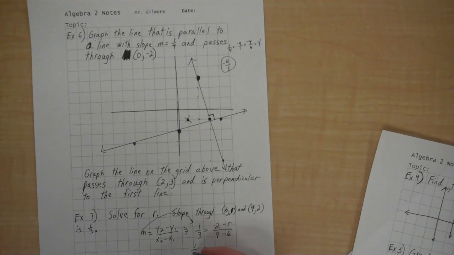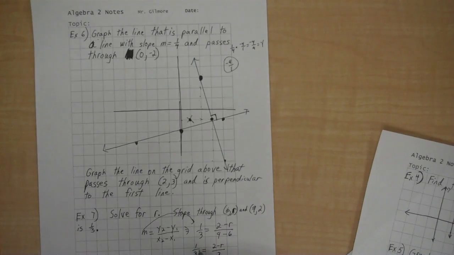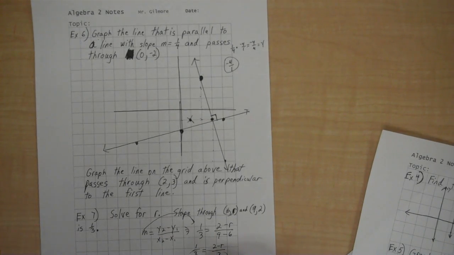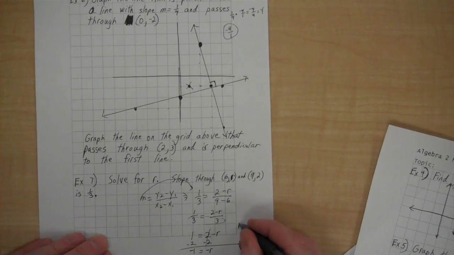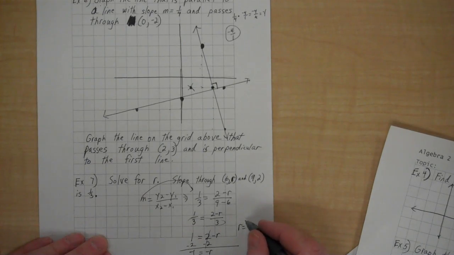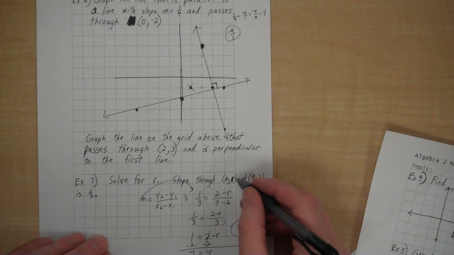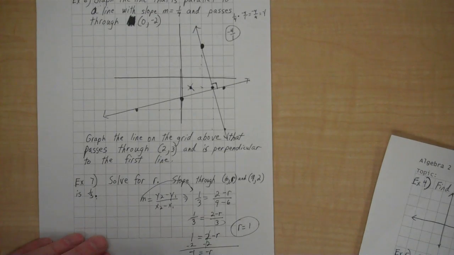So, let's simplify what I can. 1 over 3 equals 2 minus r over 3. Ooh, nice. I've got 3's on the bottom. Those are the same. I could multiply everything by 3, and if I do, I got 1 equals 2 minus r. I'm going to subtract 2 from both sides. I got negative 1 here. Those cancel. Negative r. So I'm saying r is 1. So 6, 1 and 9, 2 have a slope of 1/3.